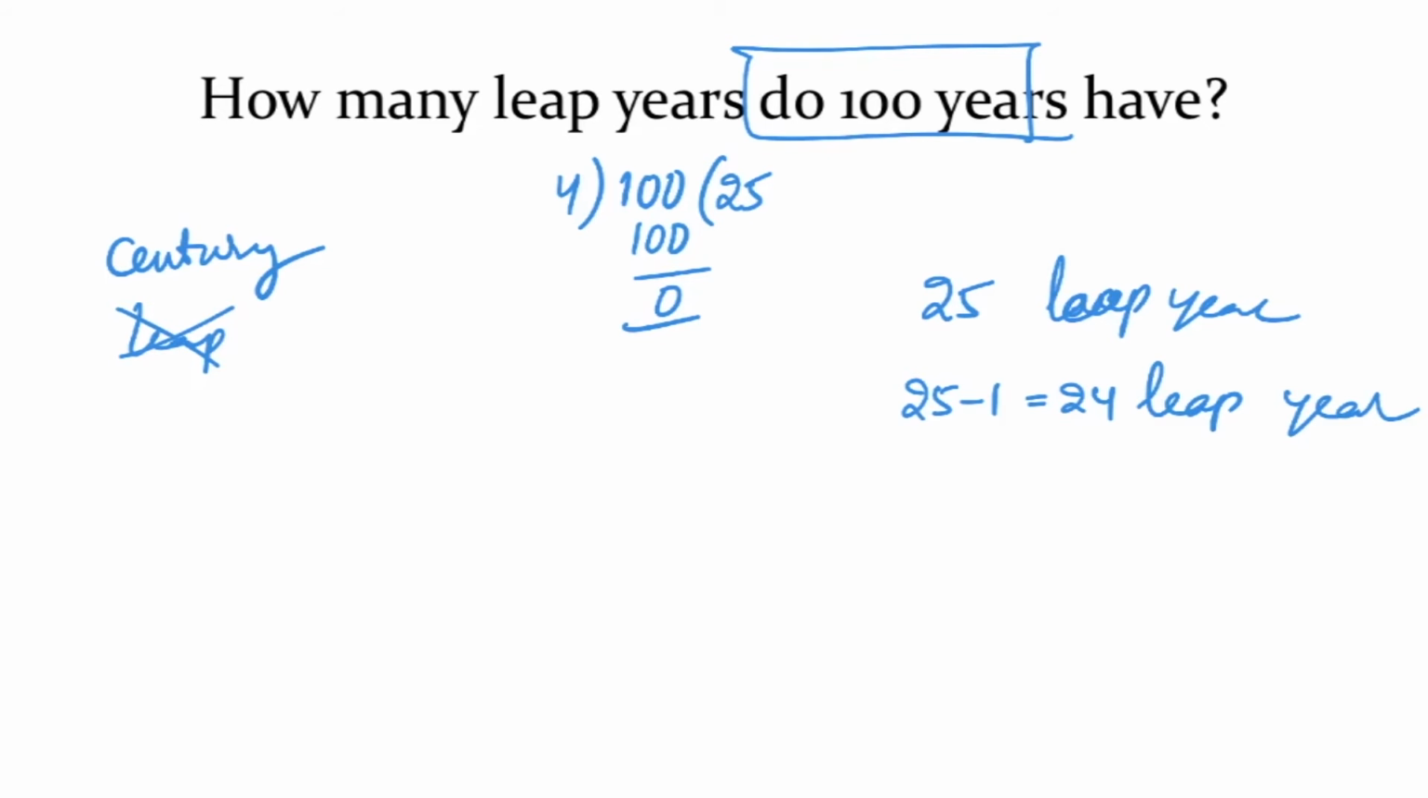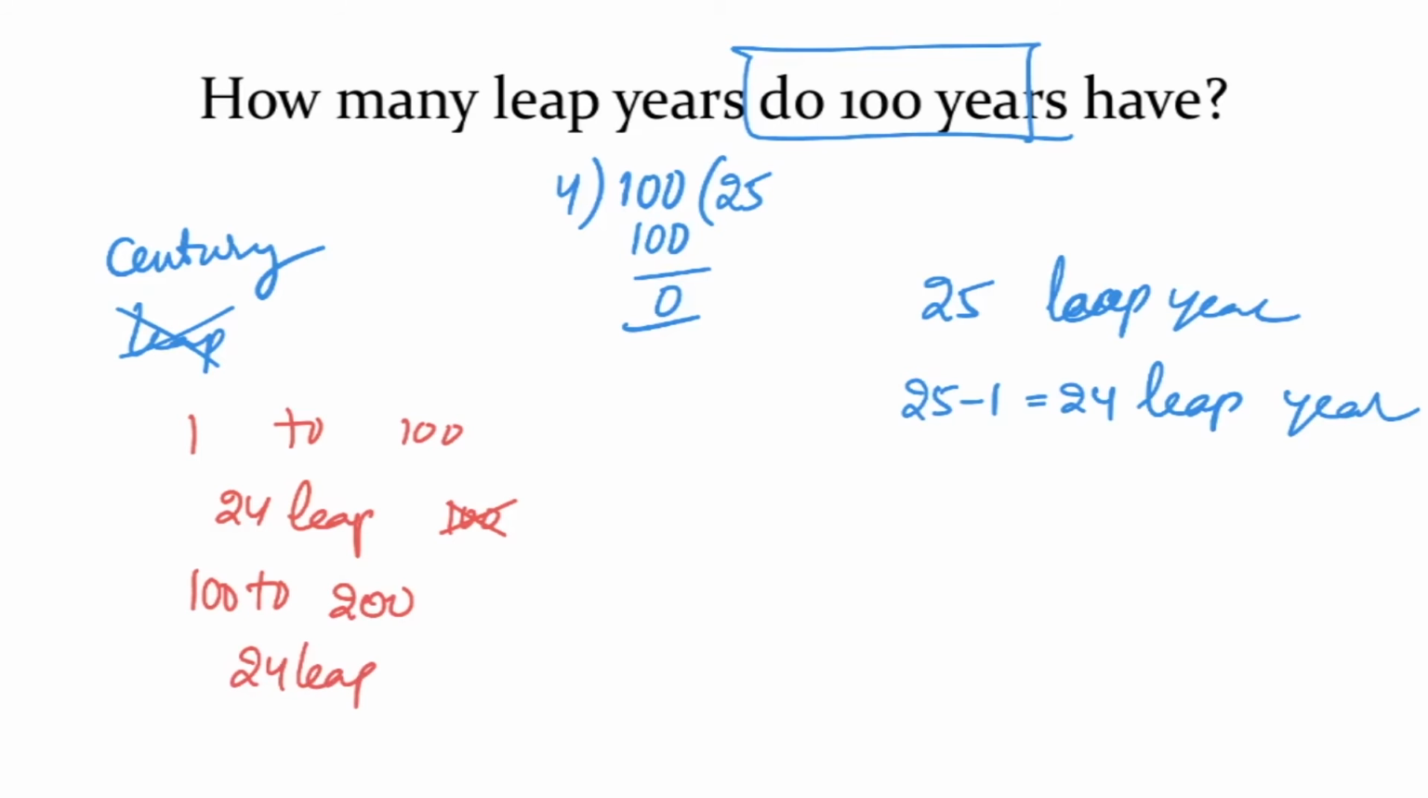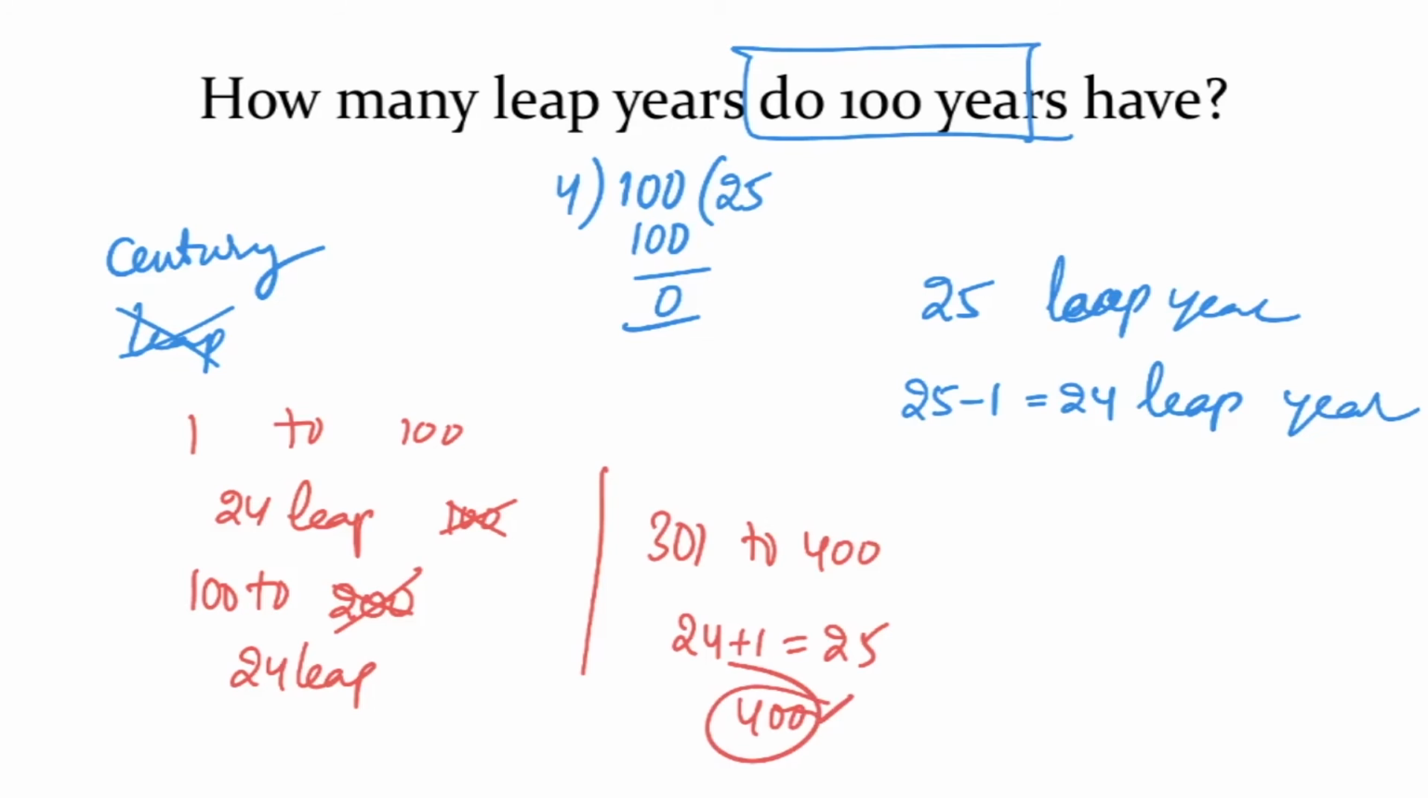For example, if you take the first 100 years from 1 to 100, there are 24 leap years because the year 100, a century, cannot be a leap year. In between 100 and 200, there are still 24 leap years because 200 is not a leap year. In between 301 and 400, there are 24 plus 1, 25 leap years because 400 is a leap year. Some centuries are not leap years. You should keep it in mind.